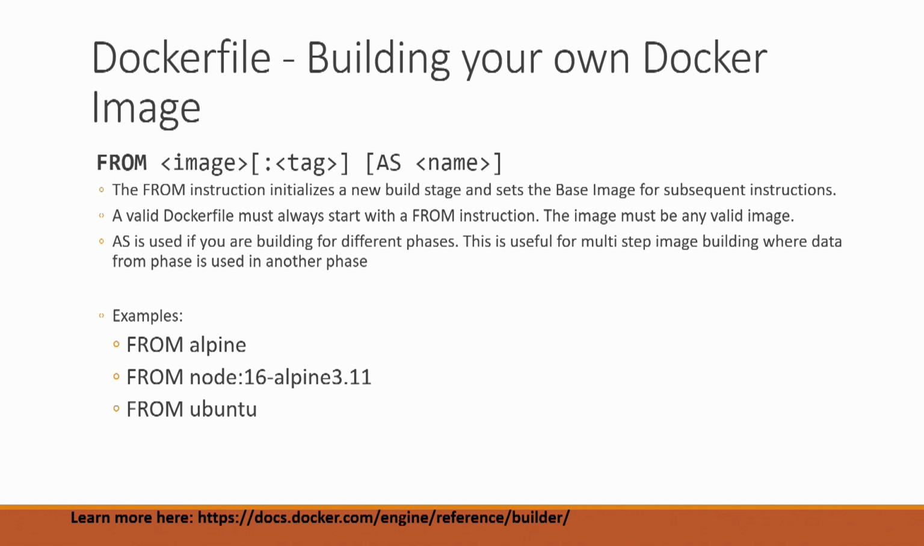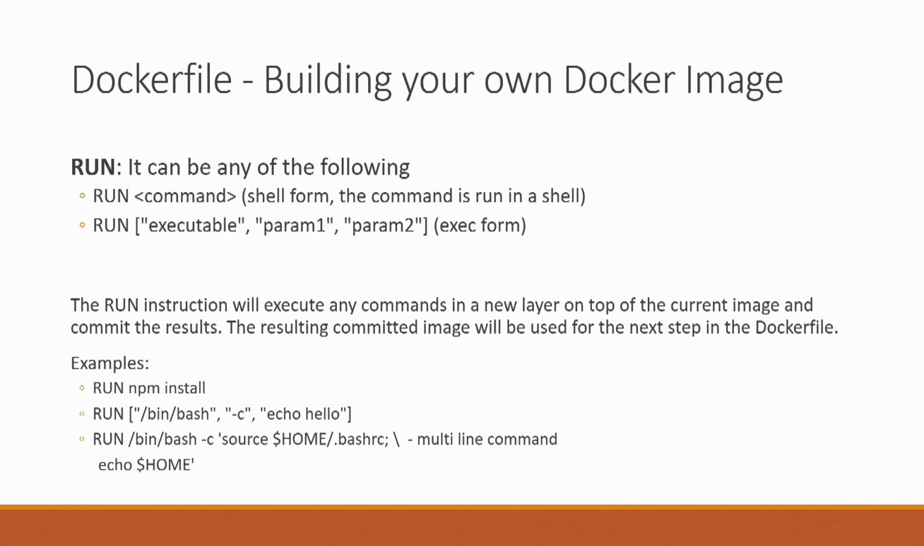There's something I want to say. The way Docker works is that it builds layers of stacked images. The first thing you specify is your foundation, which is done with the FROM command. If you want to build another layer on your image, you use any subsequent command, for example the RUN command. It can take either of the following forms: RUN followed by the command, which is the shell form where the command is run in a shell, or RUN followed by the executable. So it can be in this form or this form.